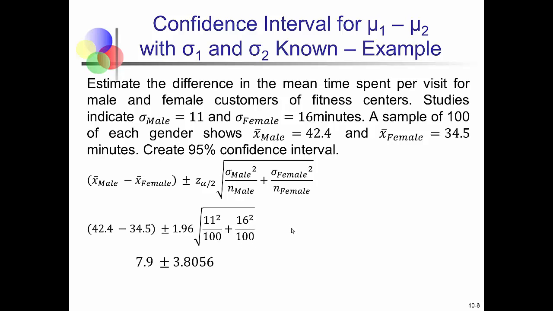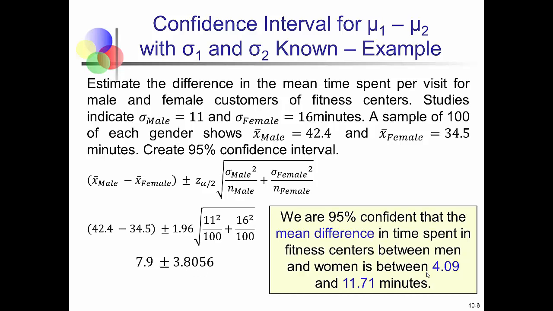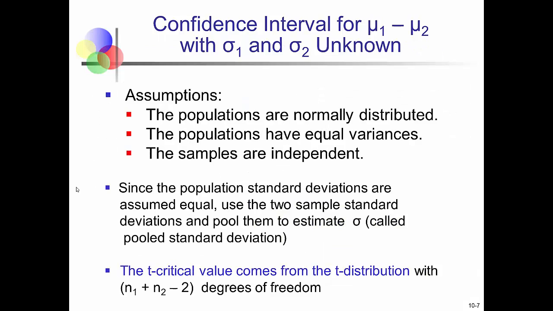As we simplify this, we see the difference between the two sample means is 7.9 minutes. The margin of error is plus or minus 3.8 minutes. We're 95% confident that the mean difference in time spent in fitness centers between men and women is between 4.09 minutes and 11.71 minutes. Now let's consider the case where we do not know the true population standard deviations.